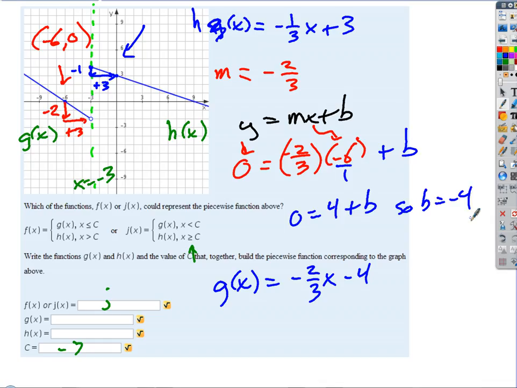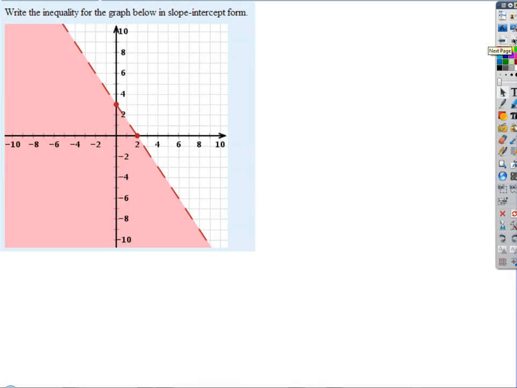Right? Okay, that was quick, but does that help fill in the blanks? Okay. This one, yes or no? Yeah? Okay.